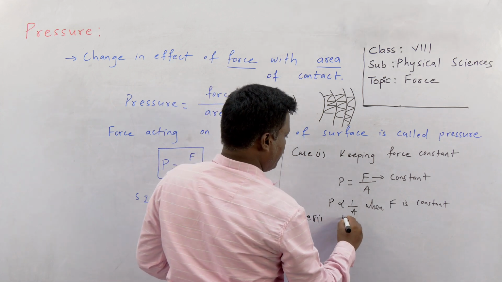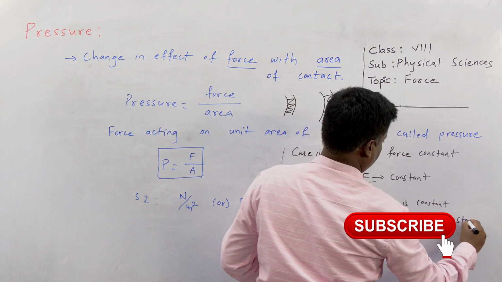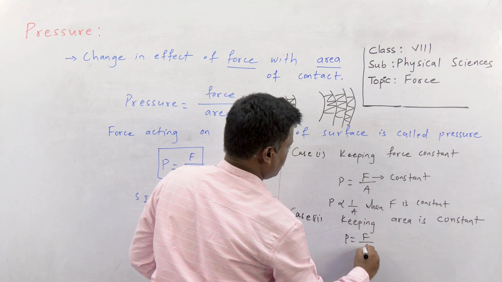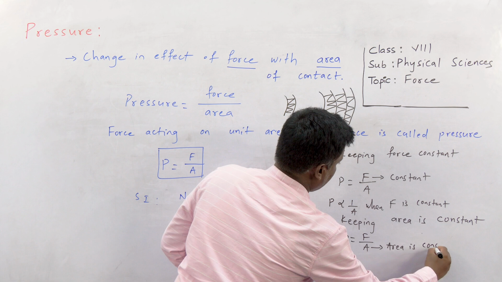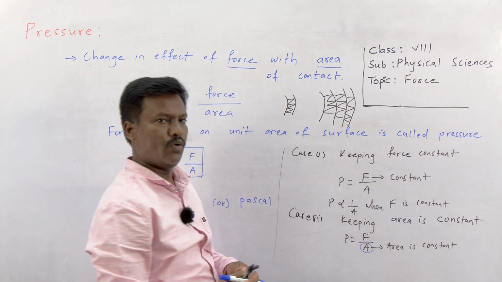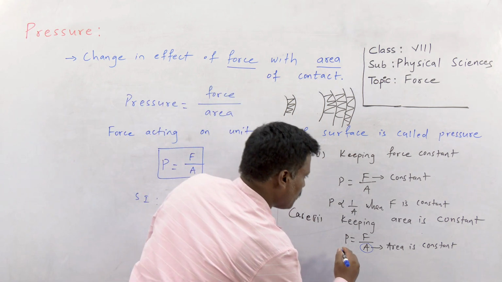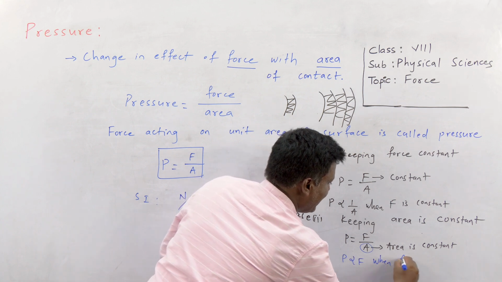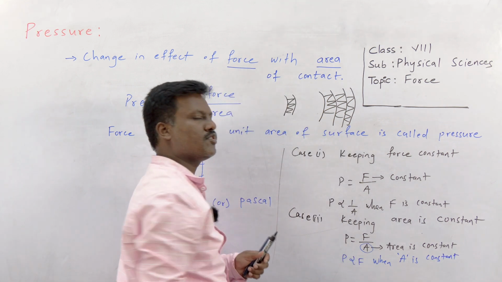What is case 2? Now in case 2, keeping area constant. Now I am going to keep area constant. What is the pressure formula? Force by area. So in this case, area is constant. Area doesn't change. Area is fixed. Then what is the relation between force and pressure? They are directly proportional. So pressure is directly proportional to force when A, the area, is constant. When force increases, pressure also increases.